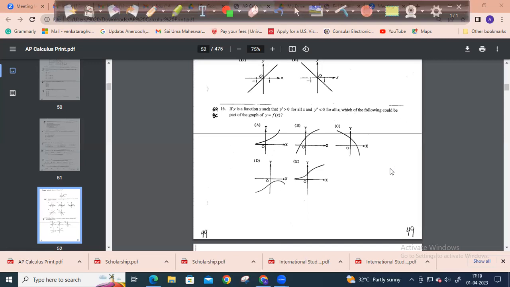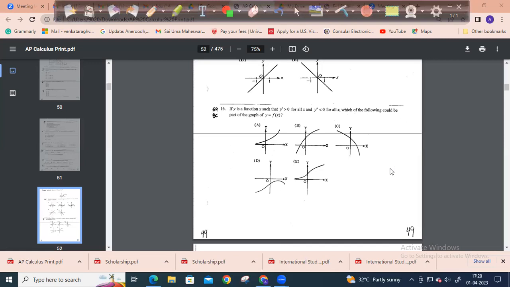Here is a function such that y dash is greater than 0, which is saying the function is increasing for all x. So the function should increase for all values of x. And y double dash is less than 0 for all x, which means the function should be concave down for all values of x. The function should increase and be concave down for all values of x. Which of the following could be the graph of f of x?